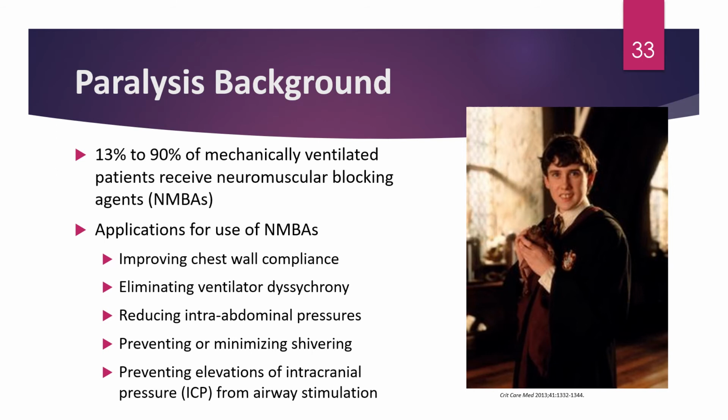We also have some other applications for NMBAs, or neuromuscular blocking agents, or neuromuscular junction blocking agents. These can improve chest wall compliance and eliminate ventilator dyssynchrony. So if you have a patient who is very, very unstable, and we've had them on the ventilator for a while, and they are not able to breathe properly on maximum ventilator settings, then you might actually use a paralytic agent to basically relax that chest wall, to try to facilitate the mechanical ventilation of a patient.